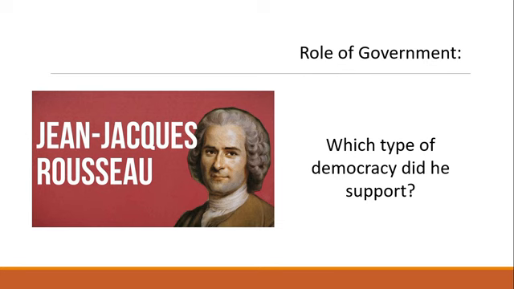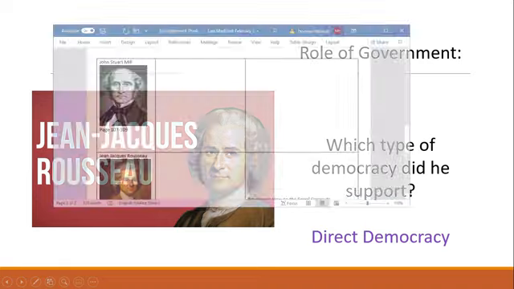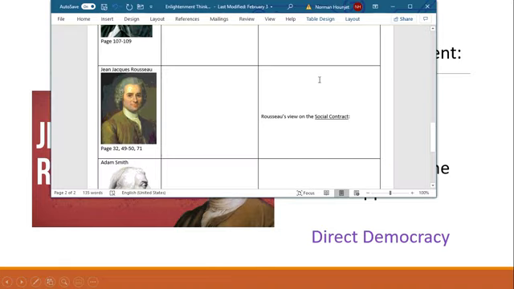So he believed in democracy, right? A lot of these guys believed in democracy. Okay, democracy is an important part of liberalism, the ideology that they all contributed to. But he believed in a different kind of democracy than most. He believed in direct democracy, right? So J.J. Rousseau over here, write direct democracy somewhere.